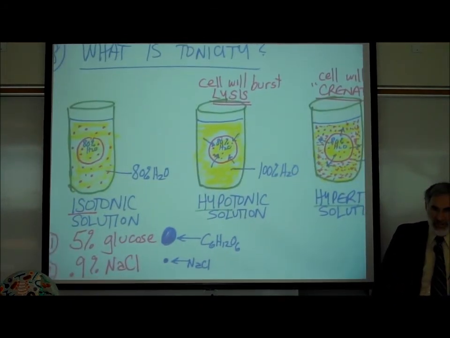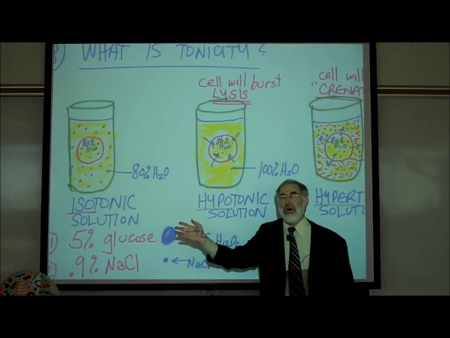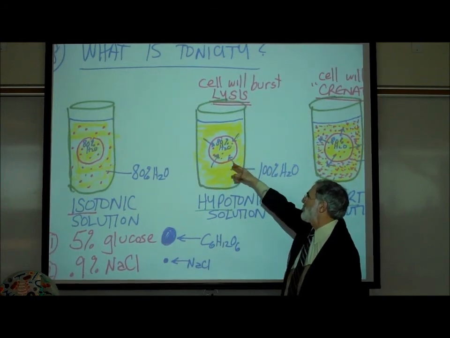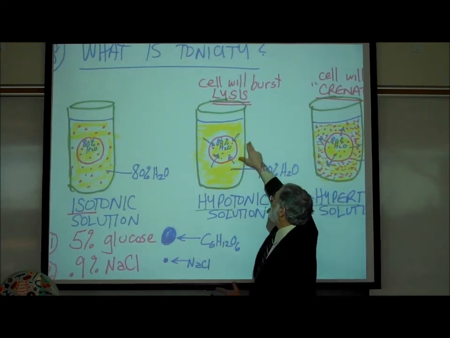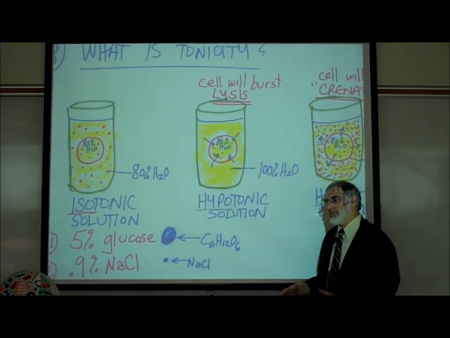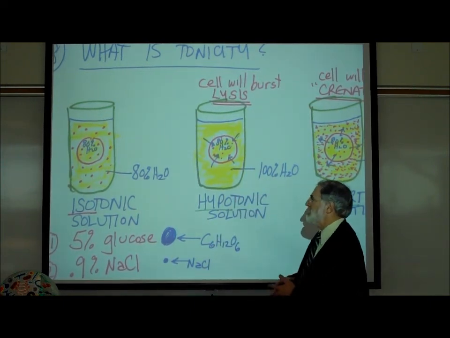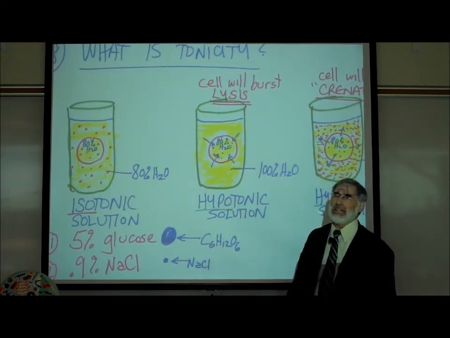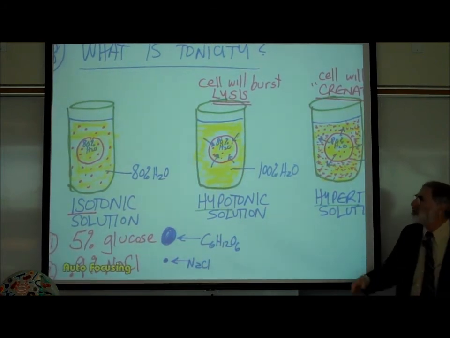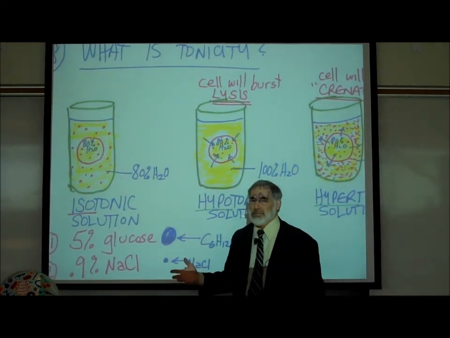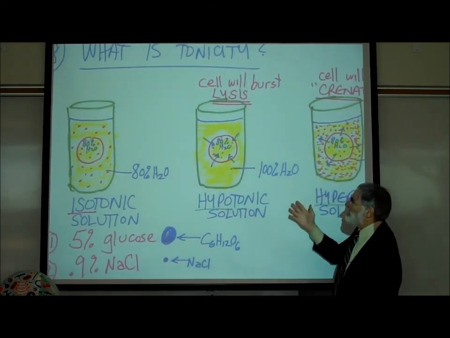Now in the second test tube, it shows that this cell, which is still 80% water inside the cell and 20% other stuff, is in this case placed in a 100% water solution. Now a solution that has a lower amount of solute than is found inside the cell is called a hypotonic solution. Hypo means low and tonic means strength. So it's low in solute. It's low in salt, it's low in sugar, it's low in protein, and in fact in this case, it's all water. So it's 100% water.